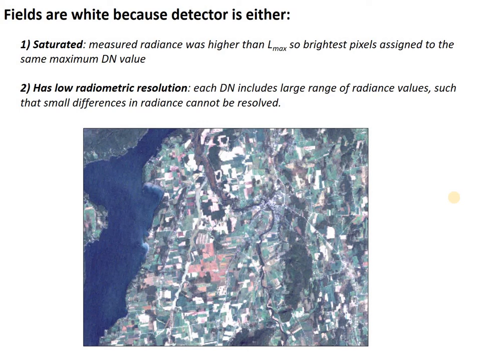So getting back to these fields, what we can say is the reason these fields appear white is because either they were so bright, the radiance was above L max, so they're saturated. Or perhaps the radiance wasn't above L max and digital numbers were actually assigned, but perhaps the radiometric resolution is so low that we don't have shades of color available to distinguish anything on those fields. So I want to use that as a launch point.